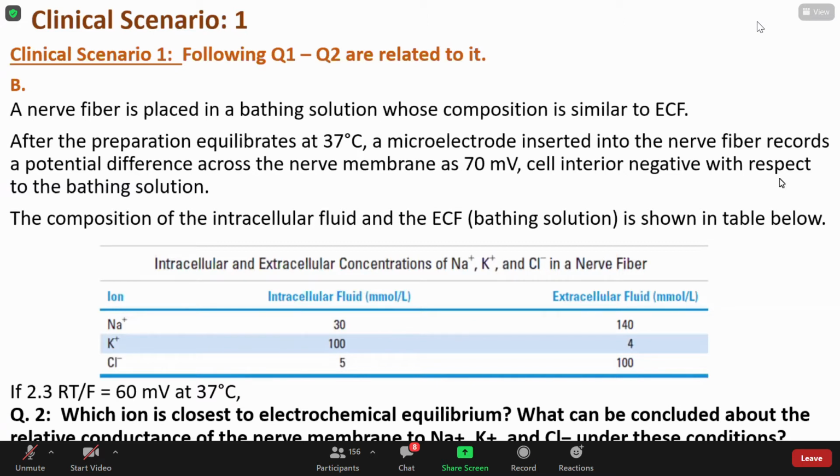So this is very clear: you have to calculate the equilibrium potentials, and based on those equilibrium potentials, you have to see which one is closer to the membrane potential. Thank you very much, Ari. You have answered the questions very clearly.